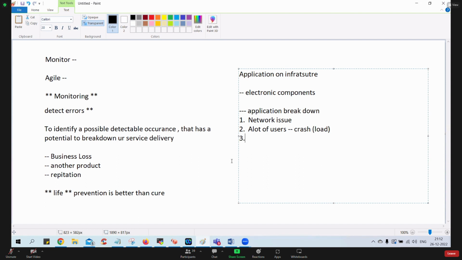Okay, any other reason? The database server can go down, right? Do you agree? That is also possible. Your hard disk, or nothing but the storage, can go down. That is also possible. Any other thing?